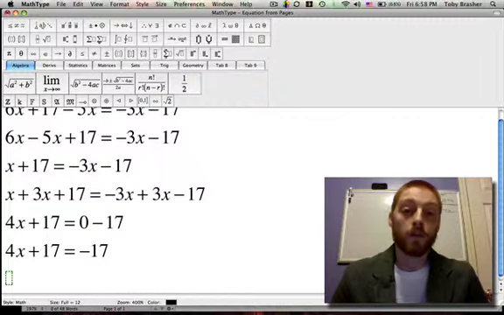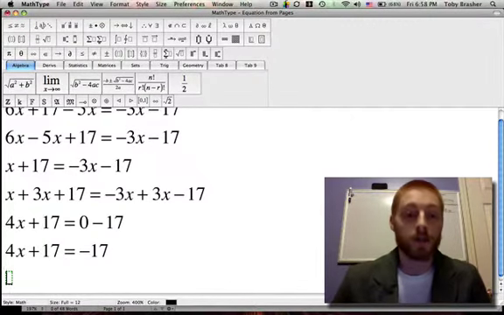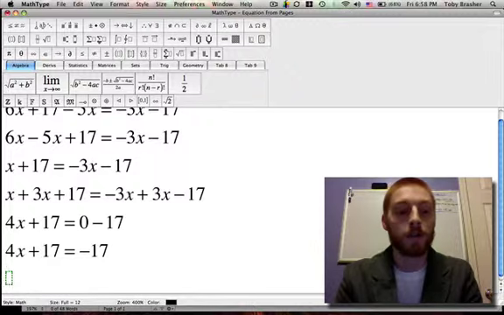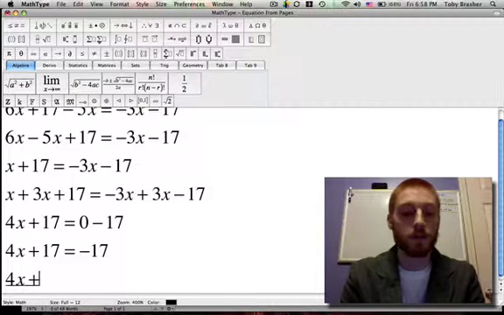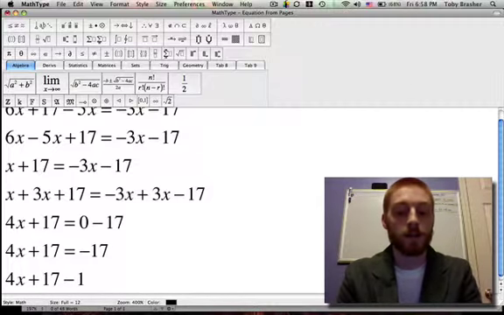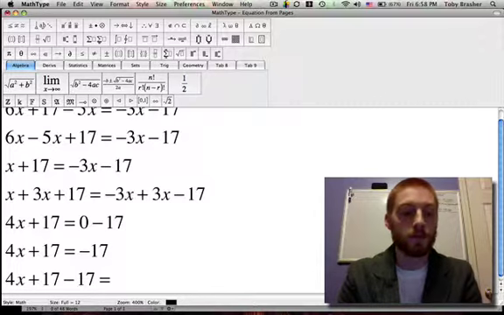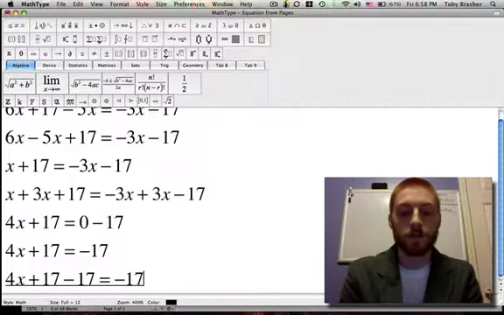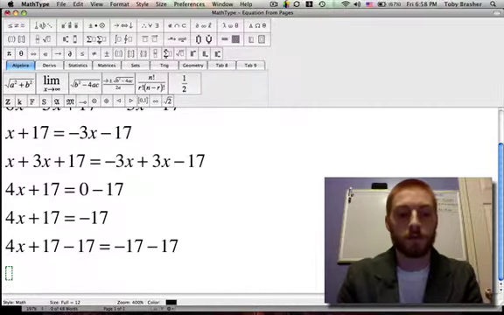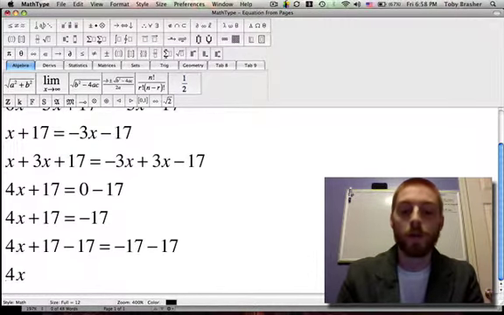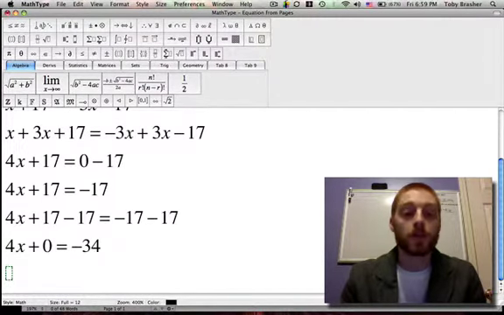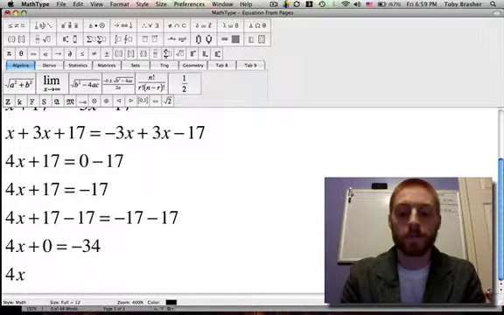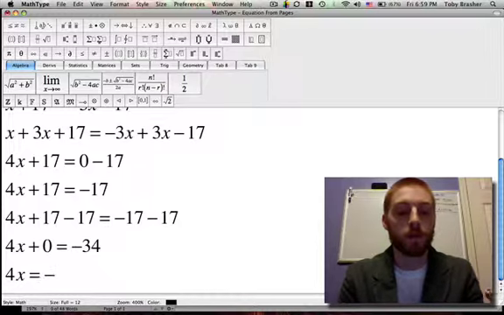Now I have a one variable equation that I can solve by undoing the operations around x. The first thing I have to undo is the plus 17. So I have 4x plus 17 minus 17 equals negative 17 minus 17. So we have 4x plus 0 equals a negative 34. Now all I have to do is simplify the left, and I have 4x plus 0 is 4x equals negative 34.